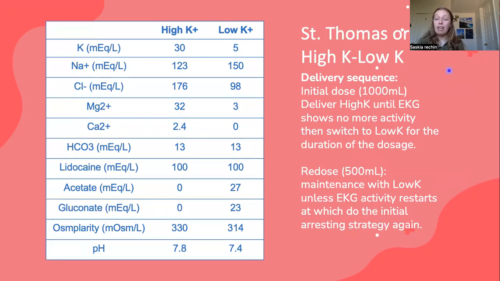Regardless, here we have the formula for making high K, low K, or St. Thomas. So your initial dose is going to start with this high K and deliver until EKG activity is eliminated. And upon elimination of EKG activity, you switch from high K to low K for the rest of the duration of your induction, as well as any redoses, unless EKG activity restarts, in which case you'll go back to high K until EKG is eliminated, and then you're going to go back to low K for the rest of that dose and maintenance.